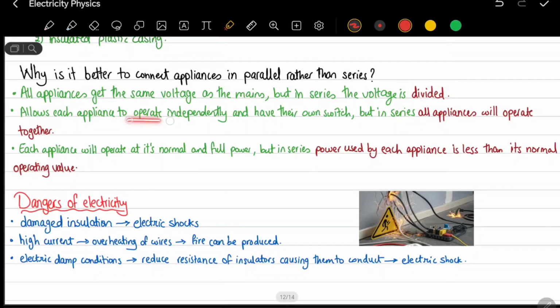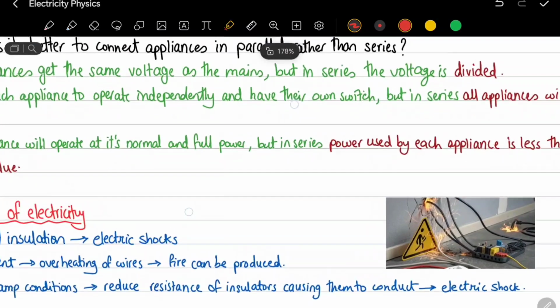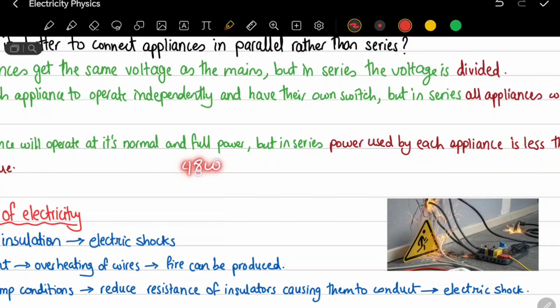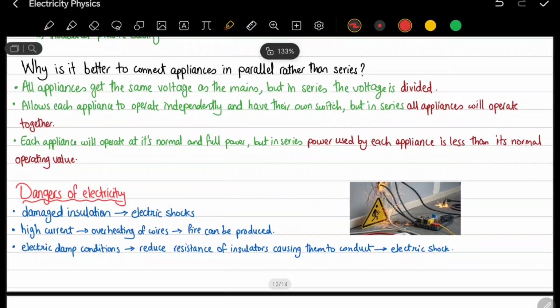In a parallel circuit, each appliance will be able to operate independently and each one will have its own switch. But in series, all appliances will operate together. And each appliance will operate at its normal and full power. Of course, since they have the same voltage, it means that they will have the same power and operate at their real power. For example, if the power is 48 watts, they will operate at 48 watts, and it's not going to be lower or higher. But in series, the power used by each appliance is less than its normal operating value.